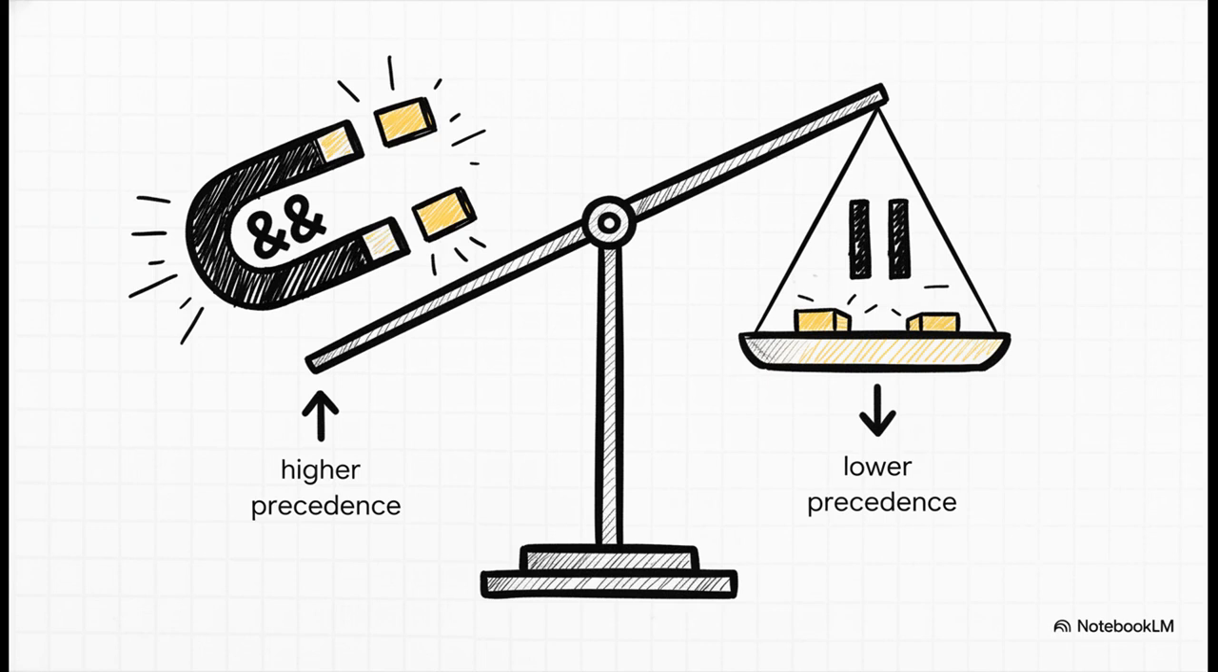It's just like in math class, right? You always do multiplication before you do addition. Well, in Java, you always do AND before you do OR. This idea is what gives you precise control over really complex logic in your code.